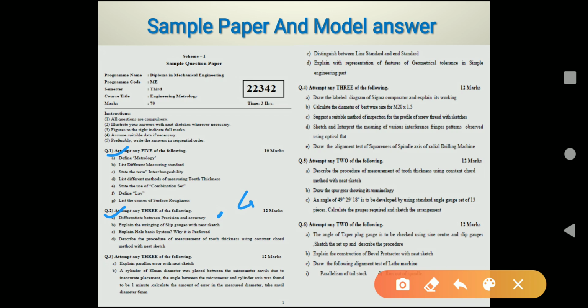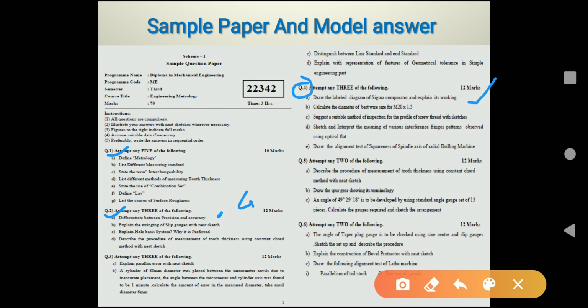So the question number 4, attempt any 3 of the following. In that, the first question is: draw the labelled diagram of sigma comparator and explain its working. So how to write such kind of questions? There is a bifurcation of marking system, or a marking scheme. Later we are going to see it in the model answer.